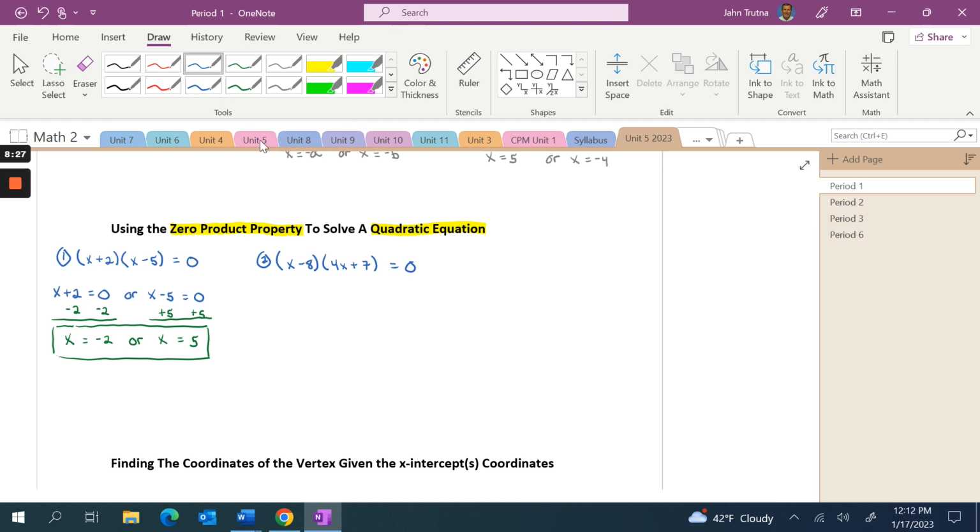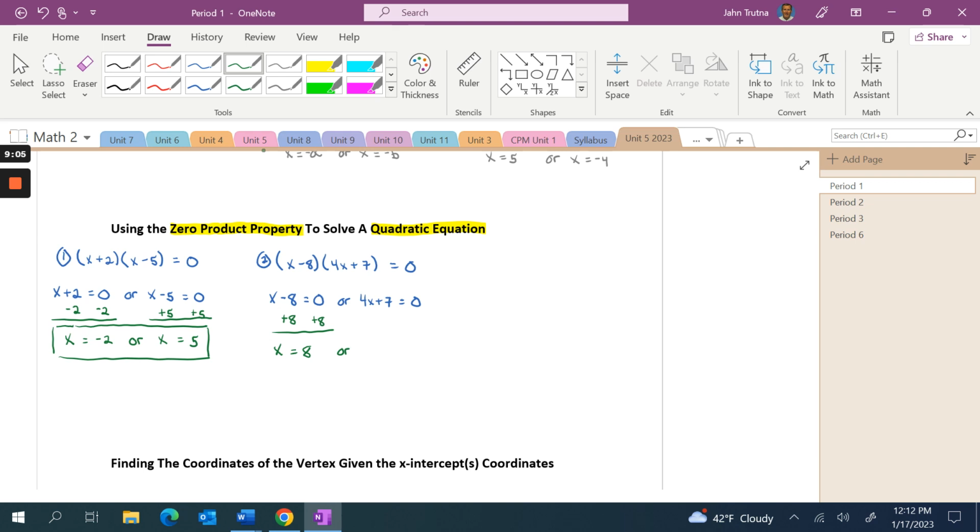Now, to solve this using the zero product property, and I can use the zero product property because this equation is equal to 0, it tells me that the quantity x minus 8 is equal to 0, or the quantity 4x plus 7 is equal to 0. So either quantity is equal to 0. Then to solve, I solve each individual equation. So solving x minus 8 equals 0, I'm going to add 8 to both sides of the equation. This is going to give me a solution of x is equal to 8.